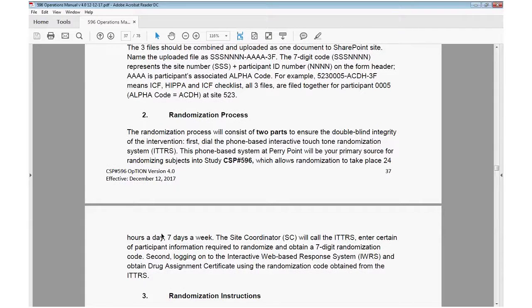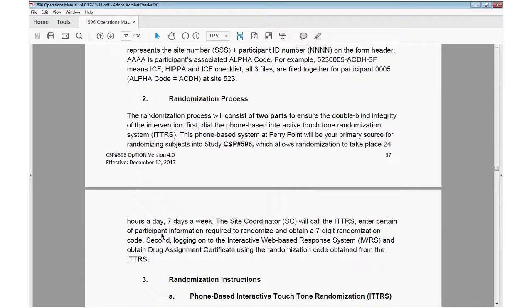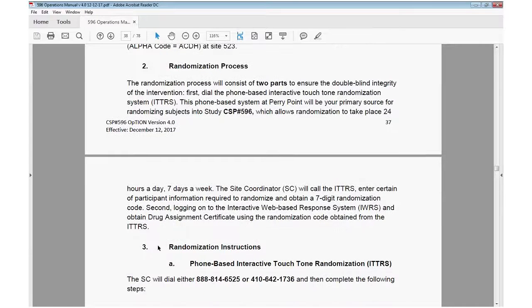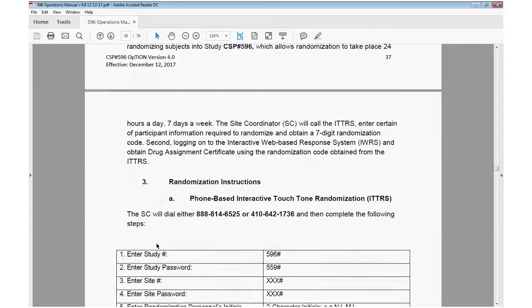The site coordinator will call the ITTRS, enter certain of the participants' information required to randomize, and obtain a 7-digit randomization code. Second, log onto the interactive web response system, IWRS, and obtain a drug assignment certificate using the randomization code obtained from the ITTRS. I will not go over the randomization instructions, as there are trainings specifically for the ITTRS and IWRS that go into this in greater detail.